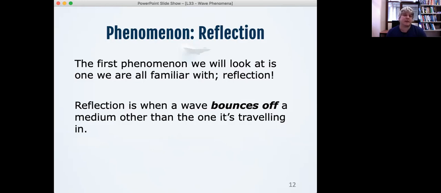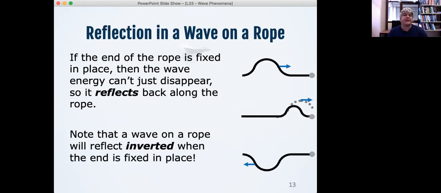So reflection is when a wave is traveling in one medium, but hits a different medium and bounces off that other medium so that it stays in the one it was originally traveling in. And that can happen in strings, not just sound waves or light waves. It can happen in strings as well.